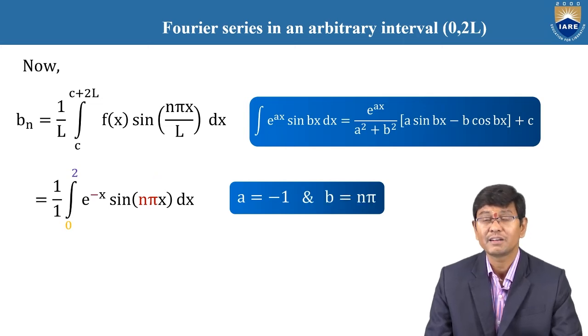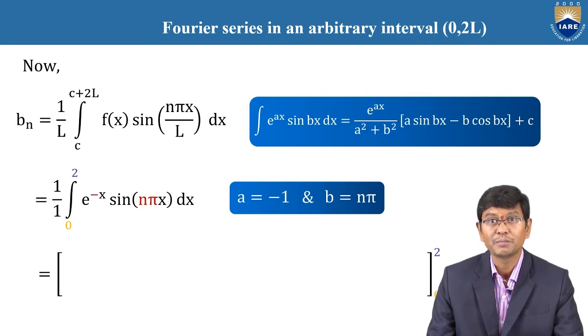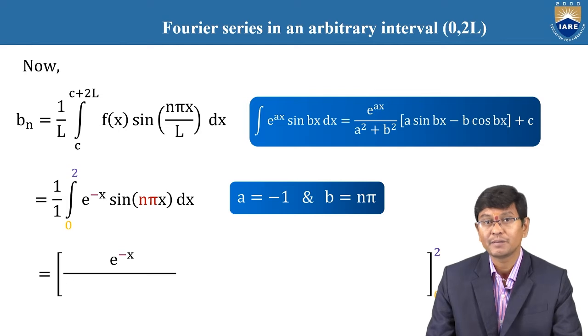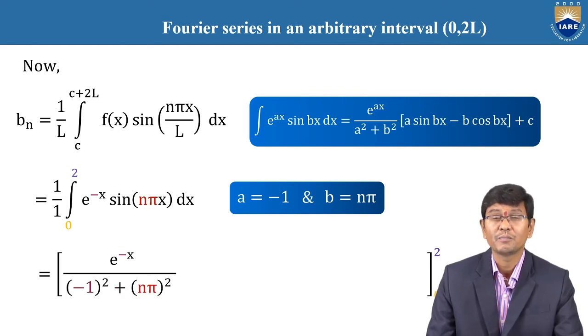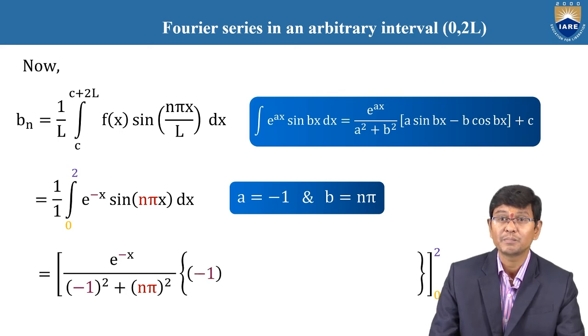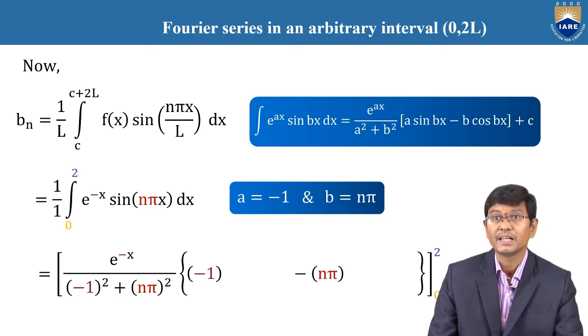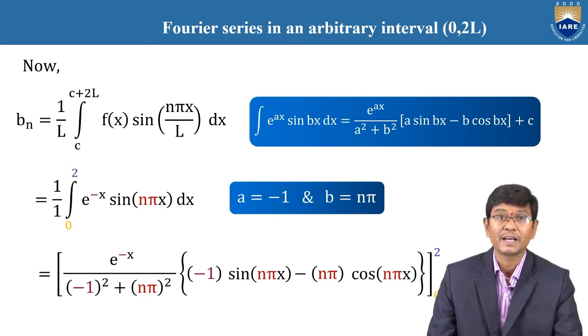Therefore, with a equal to -1 and b equal to nπ, replacing in the required formula, we get e^(-x)/((-1)² + (nπ)²) into (-1 times sin nπx, minus nπ times cos nπx), between 0 and 2.